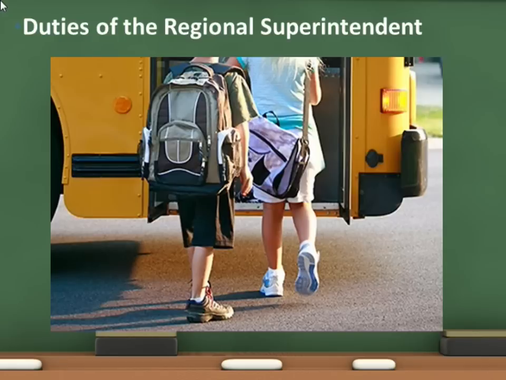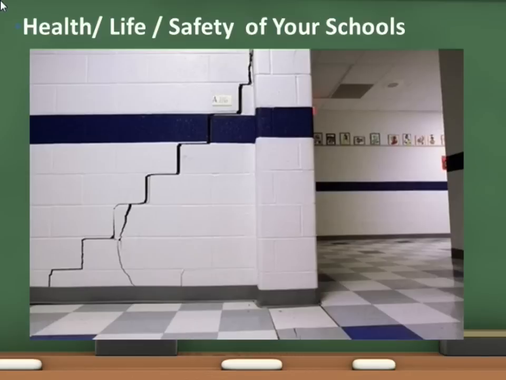The duties of the Regional Superintendent, they're wide and varied, but I'd like to say from the time your children leave for school until they return on those school buses, the Regional Offices of Education have duties and responsibilities every step of the way. Health, life, safety of your schools. Nearly 3,000 school buildings are inspected annually by the Regional Superintendents of Schools, and we have to determine that they're safe and fit for children.